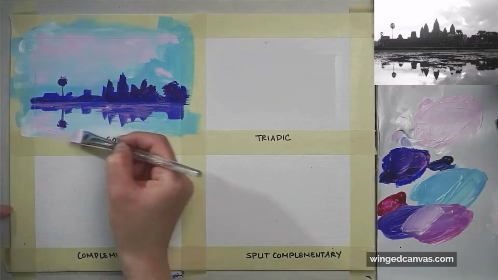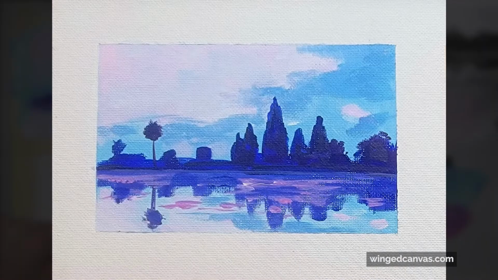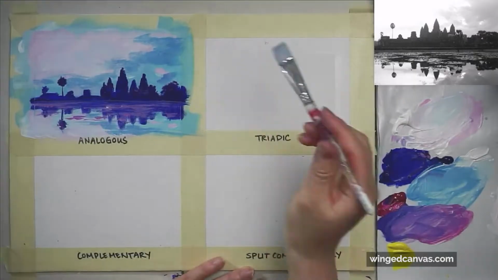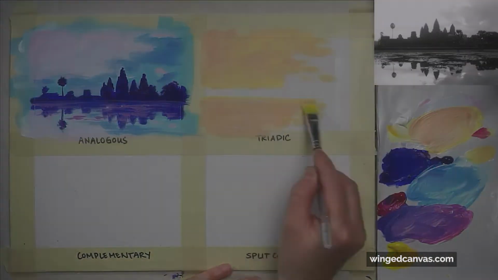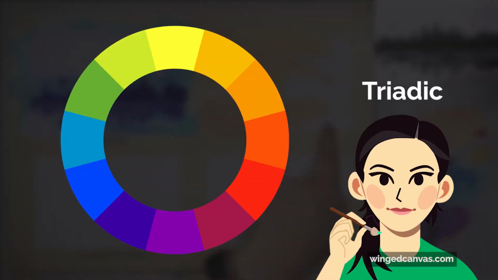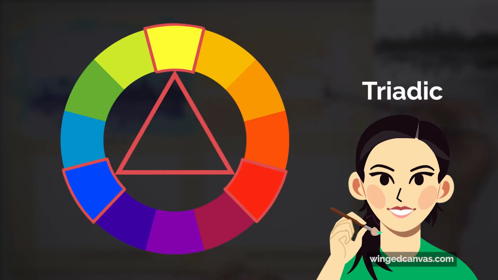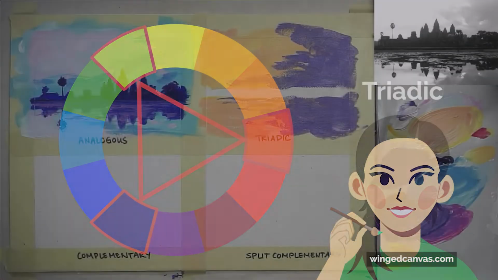It's a pretty safe color combination, and I'm a lot more adventurous in nature, so I'm going to try some bolder colors in the next one. The second color scheme I'll be painting is a triadic color scheme. To find a triadic color scheme, make an equilateral triangle on the color wheel. This can be 3 primaries, 3 secondaries, or 3 tertiary colors.